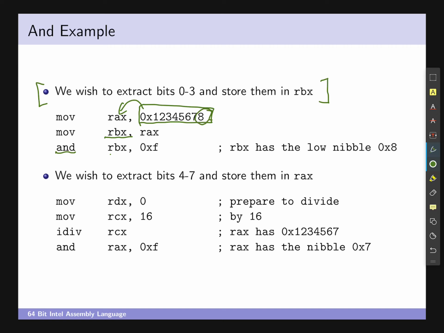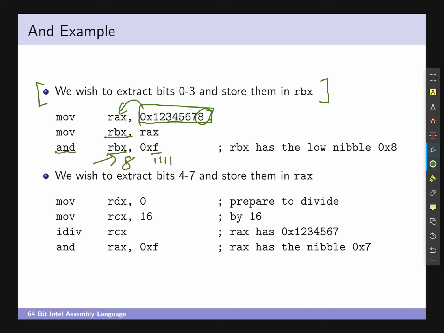So all I have to do is go AND RBX and use the hex value F. I could have, for example, also used the binary 1111 if I was just indicating it's a binary number, which you can do as well as the immediate one. And what will be left in RBX is simply 8. Okay, so very straightforward to do it.